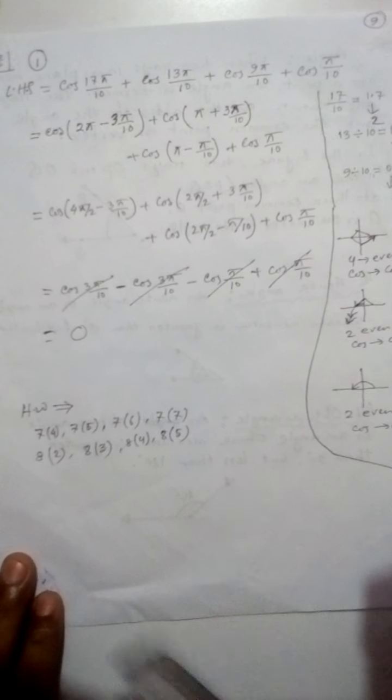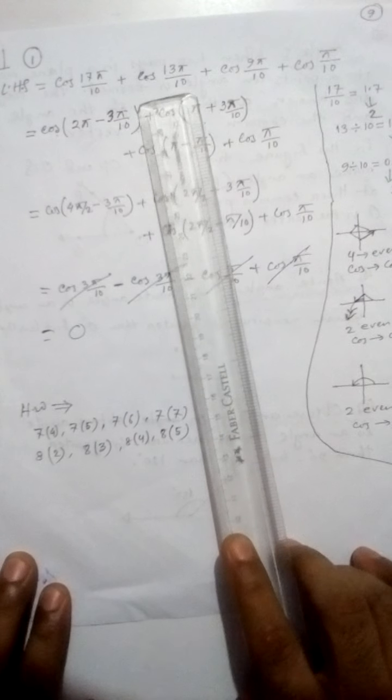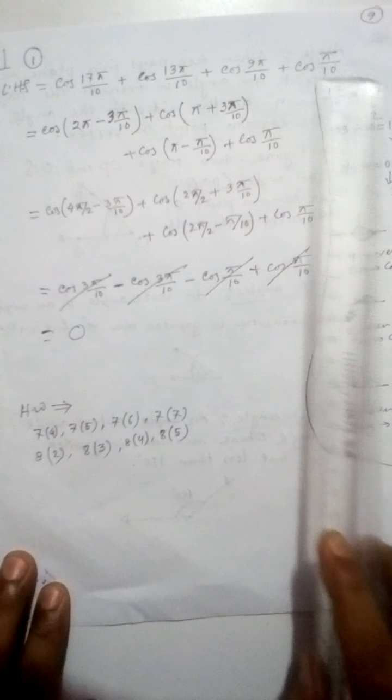Okay, number 81, prove that cos 17π/10 + cos 13π/10 + cos 9π/10 + cos π/10 = 0. Left hand side: cos 17π/10 + cos 13π/10 + cos 9π/10 + cos π/10.